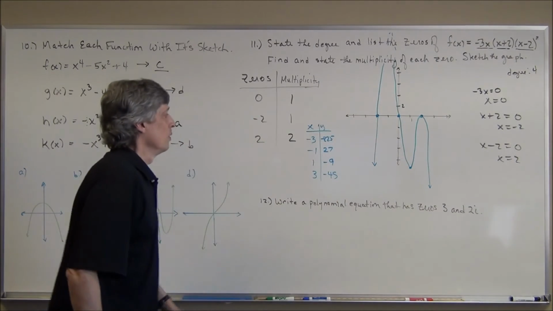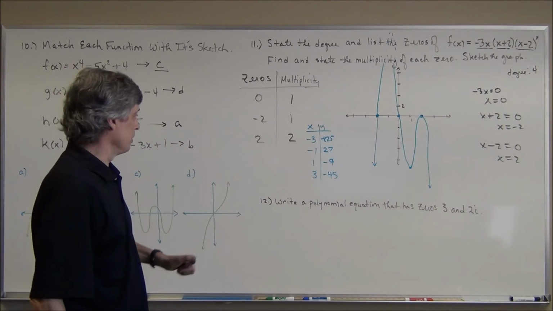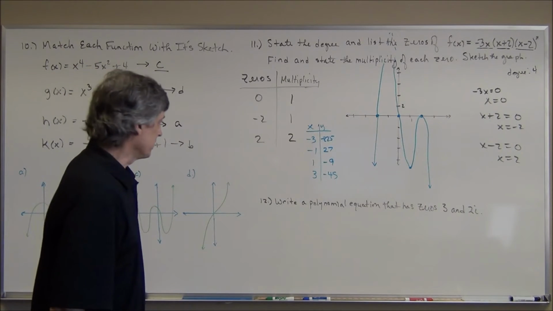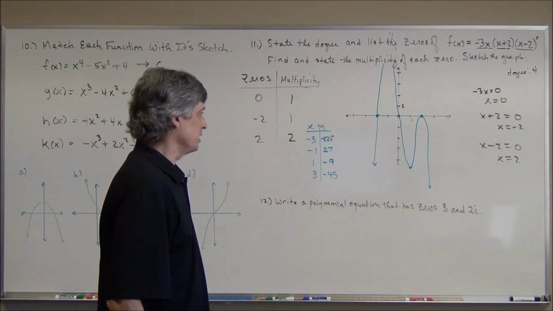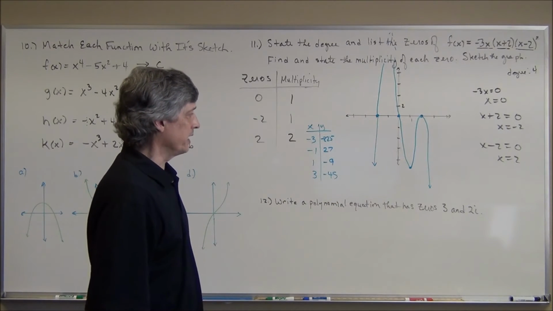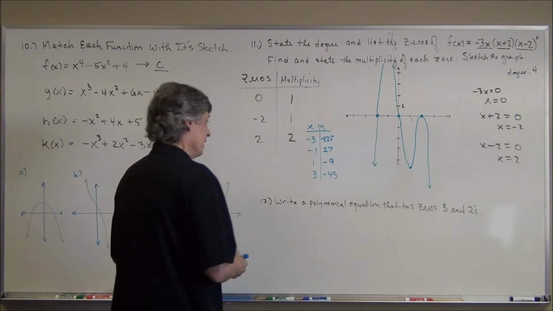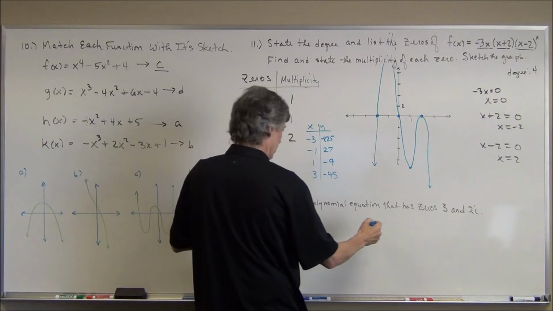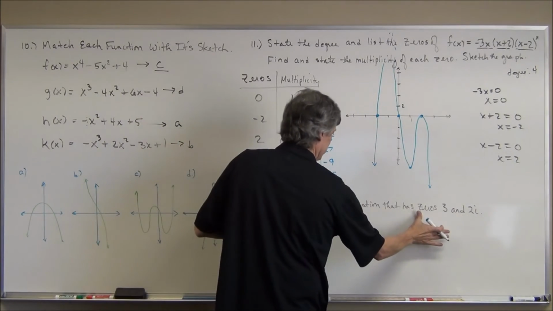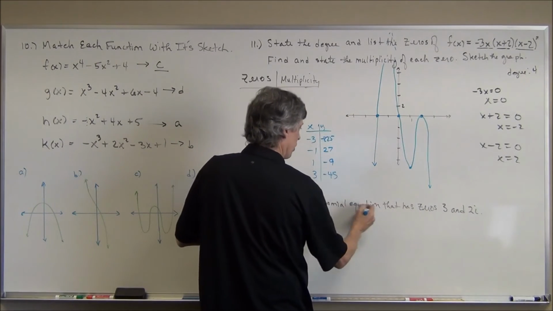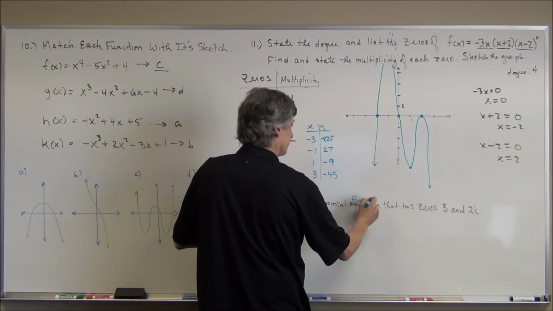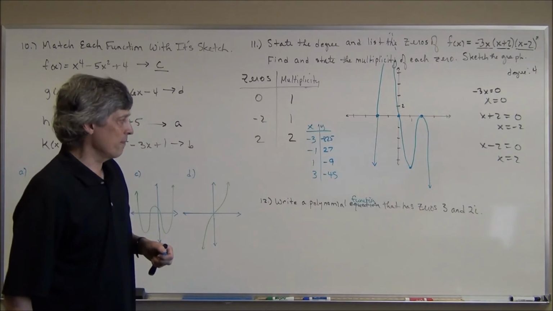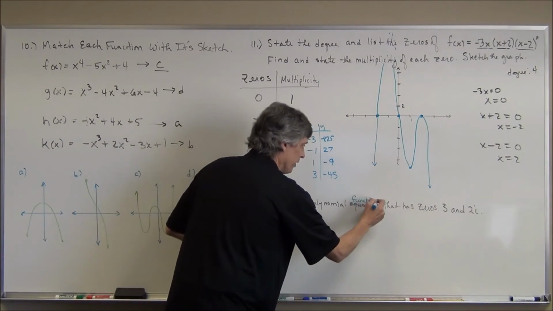Alright, now, one more type of example here that I want to do, and then I'll see if I can find anything else that's worthwhile in my sample. Write a polynomial equation that has zeros 3 and 2i. Now, because it's a polynomial function, here we'll write it as a function that has zeros at 3 and 2i, I have to remember the complex conjugate theorem.